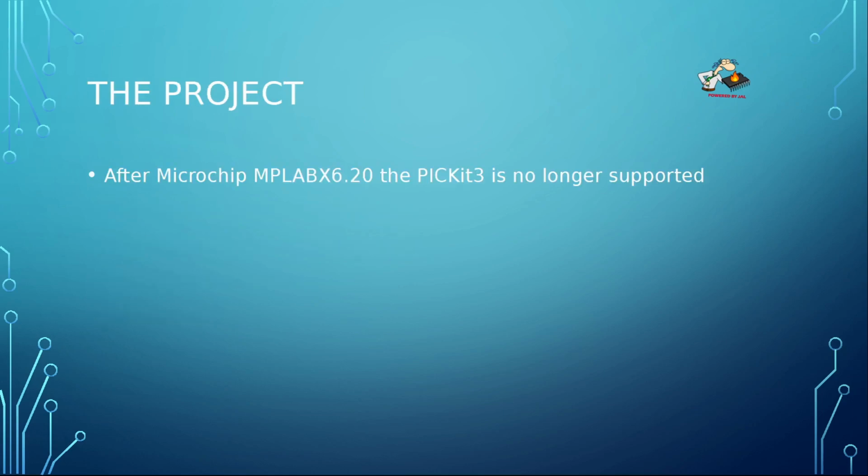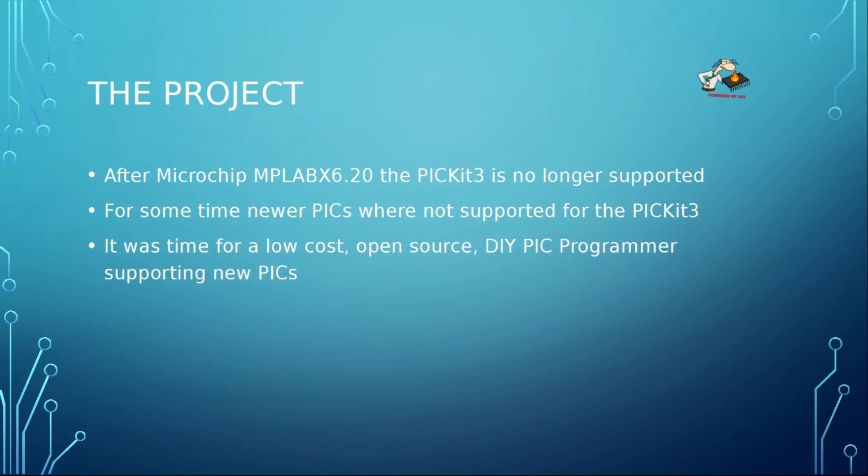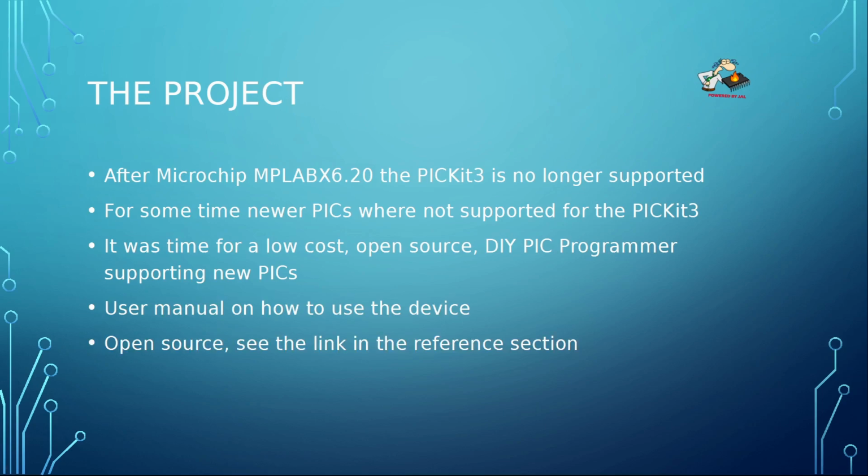So why did I create this project? Microchip has a software package which is called MPLAB-X, but the PICkit 3 is no longer supported after version 6.20. And for some time newer PICs were not supported by the PICkit 3 at all. So it was time for a low-cost, open-source, do-it-yourself PIC programmer which is able to program new PICs. A user manual on how to use this device will be available. It's open source and you can find the link in the reference section of this presentation.